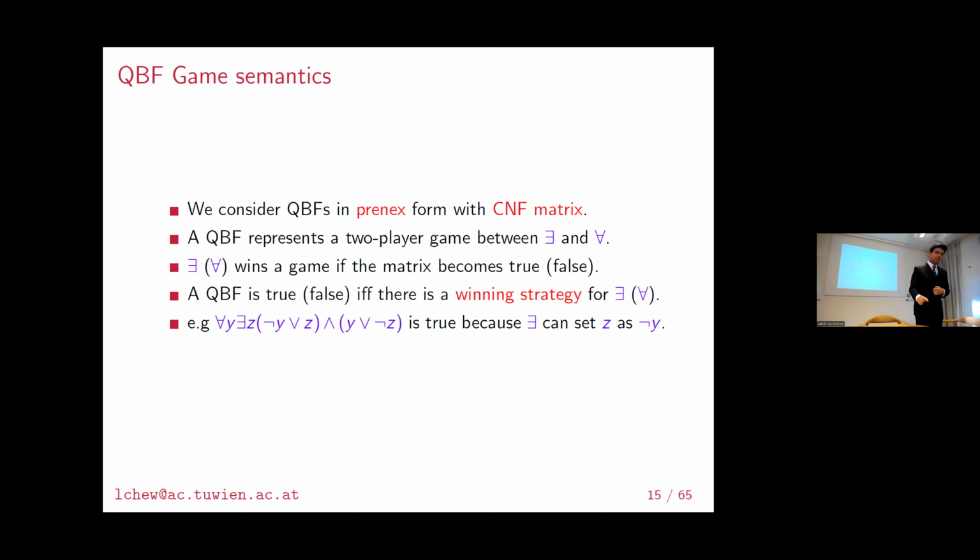It's false if and only if there's a winning strategy for the universal player. So let's look at an example. Here we've just got this very simple QBF with two quantifiers. The universal player will move first, and they'll choose a value for y. And no matter what they do, they're going to satisfy one of these two clauses, right? Now the existential player can set the value of z, and they can set it in such a way that the other clause is satisfied. Therefore, they win, and therefore this QBF is true.